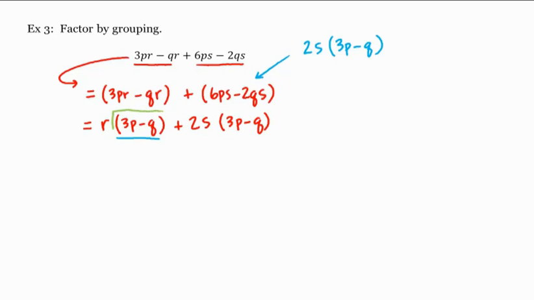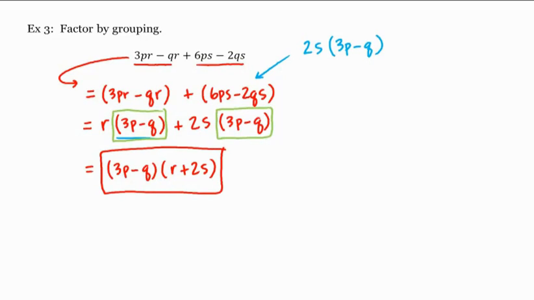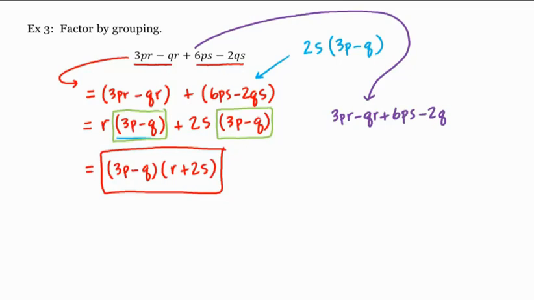And then factoring that out of each of these groupings gives us 3p minus q times r plus 2s, which would be our answer. Now, in all these examples, we've been starting with grouping the first two terms and then the last two terms. But what if we started a little bit different here? So we still have this expression, 3pr minus qr plus 6ps minus 2qs. But instead of grouping the first two terms and the last two terms, what if we grouped the first term and the third term together, and then the second term and the fourth term?